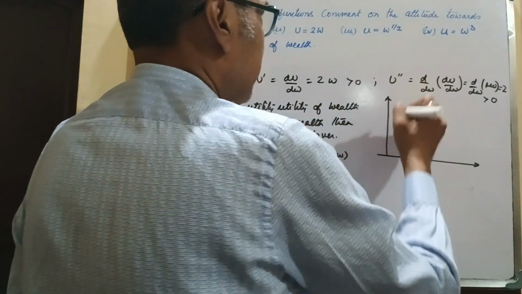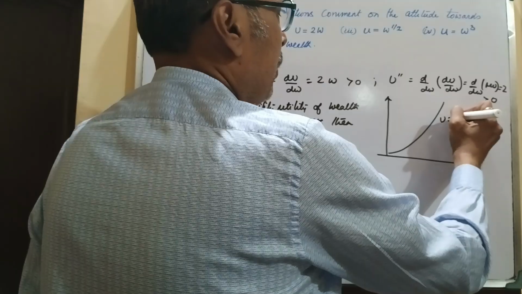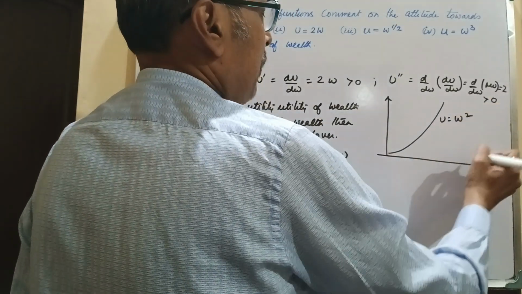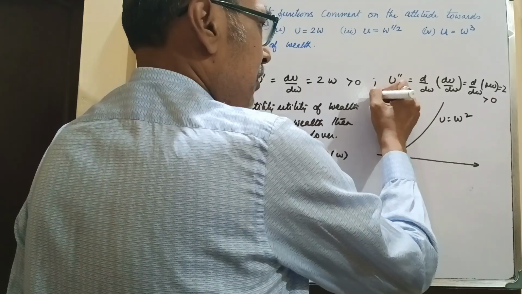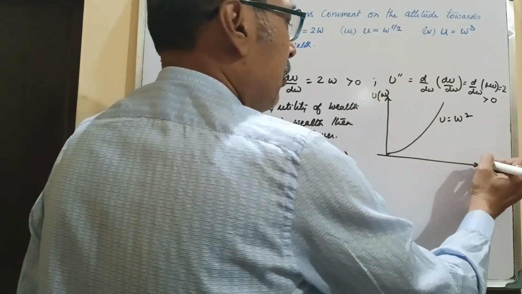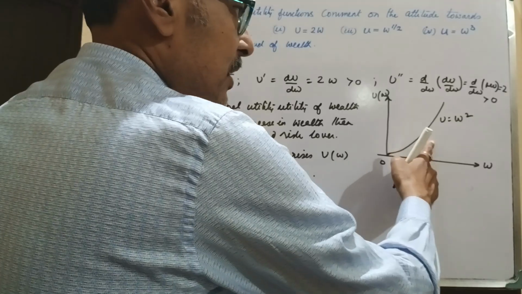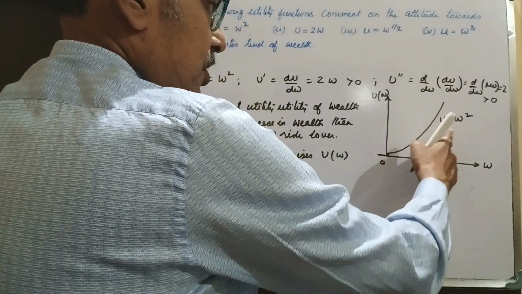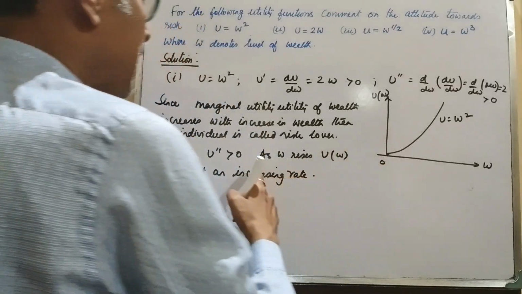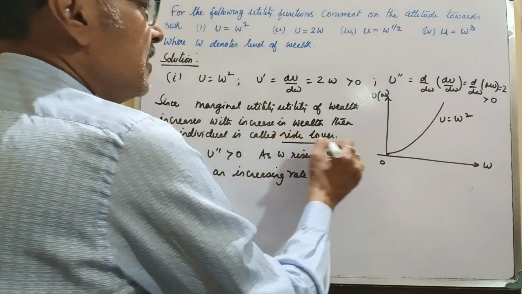The graph looks like this. U equals w square. On the vertical axis, we measure u of w. On the horizontal axis, we measure wealth. This is the utility curve. This is the graphical representation of the utility function. And the attitude towards risk is that the individual is risk lover.